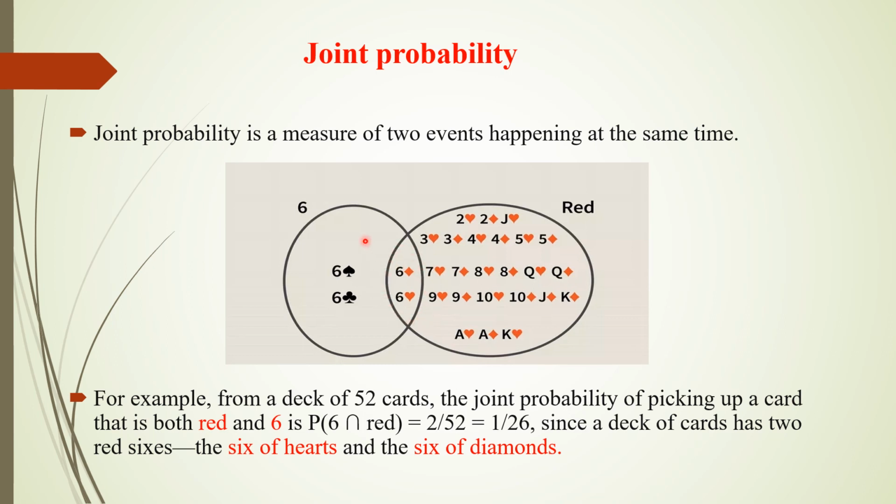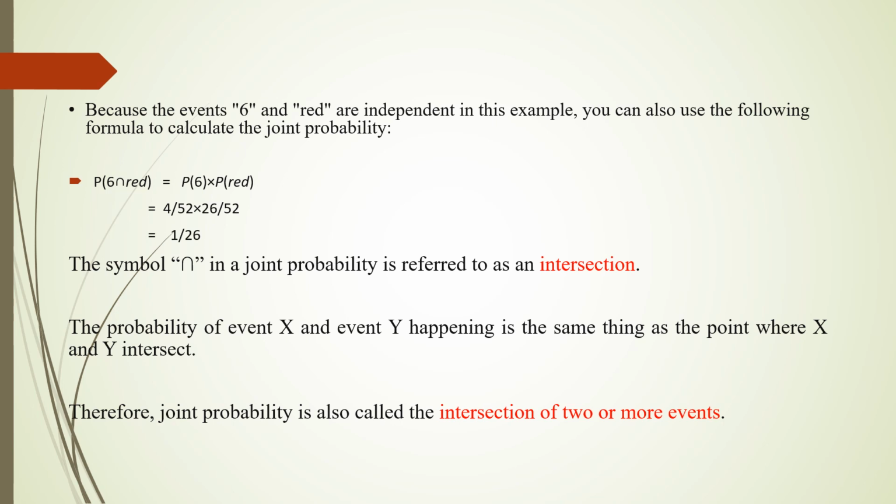See the 6 of hearts and 6 of diamonds. And how many sixes are there? 4, right? The 4 sixes are there, out of which 2 sixes are in red color, that is 6 of diamond and 6 of heart. And there are 26 red color cards in the deck of cards. Okay. And because of this, the events 6 and red are independent.